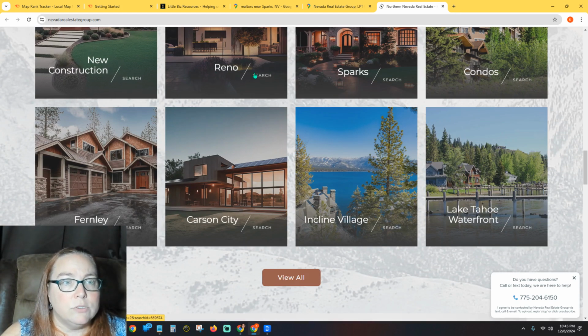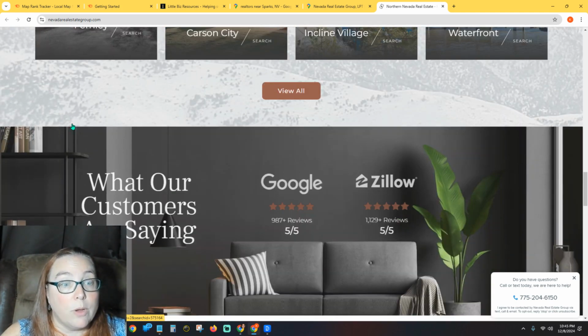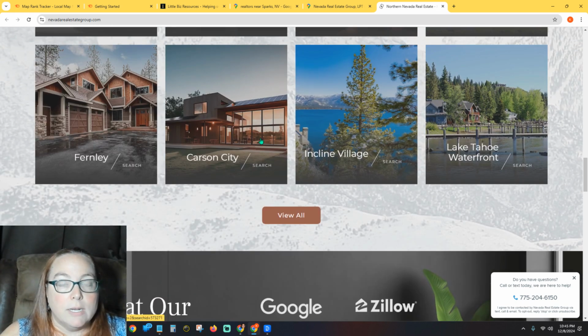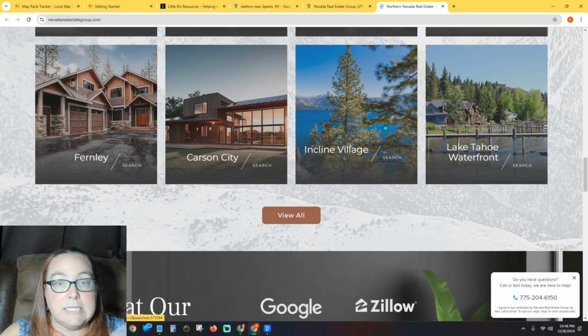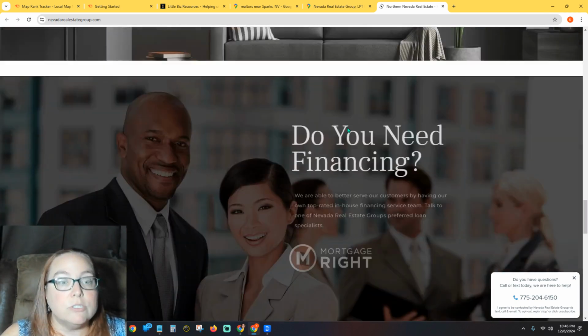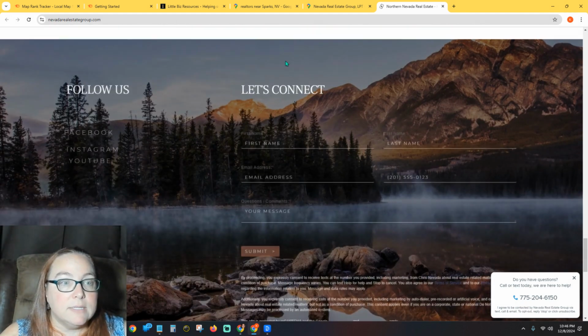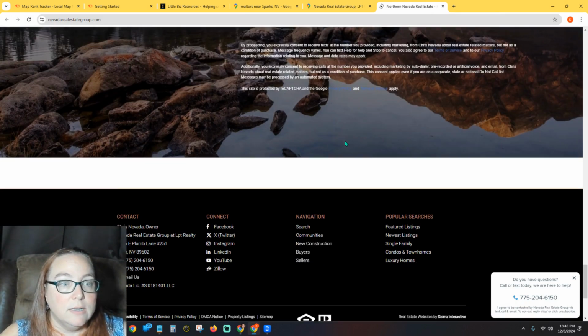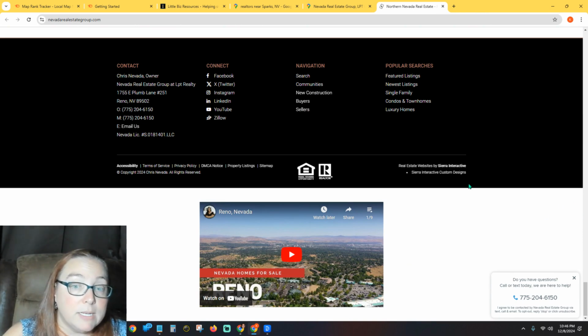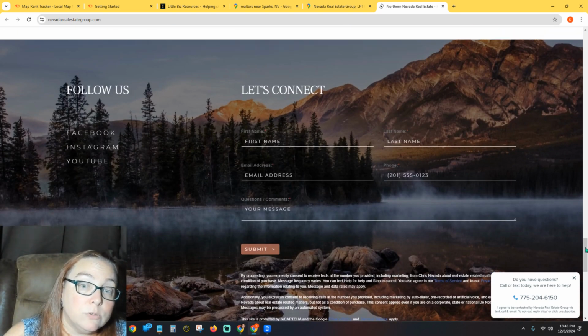Okay, so now they have new construction. So they have a lot of property, like this Incline Village listed. As long as Google can see that, if their robots can see it, and I won't dive too much into that, but we'll assume that they can. They have financing, mortgage information listed. So they have a really nice website. They've got a YouTube video embedded in here, which is, you know, Google loves Google.